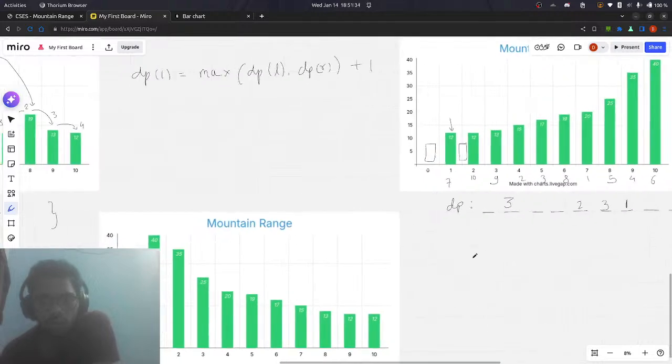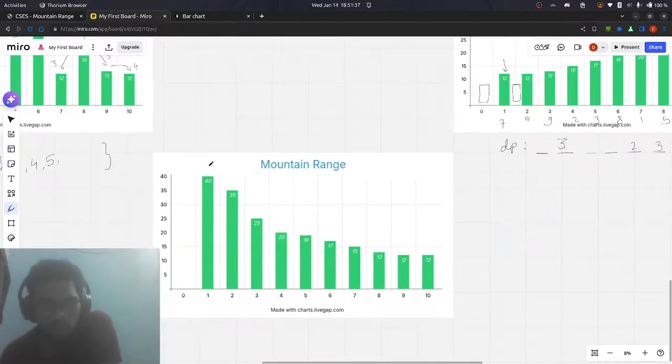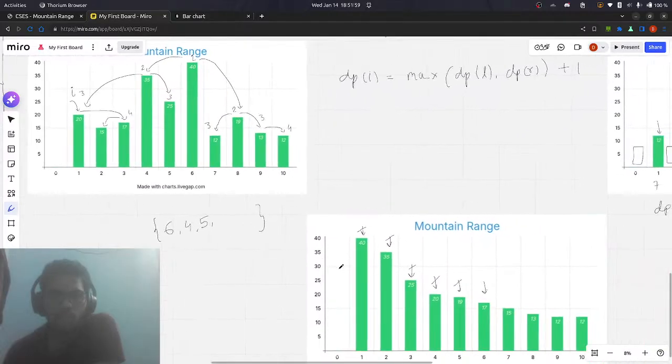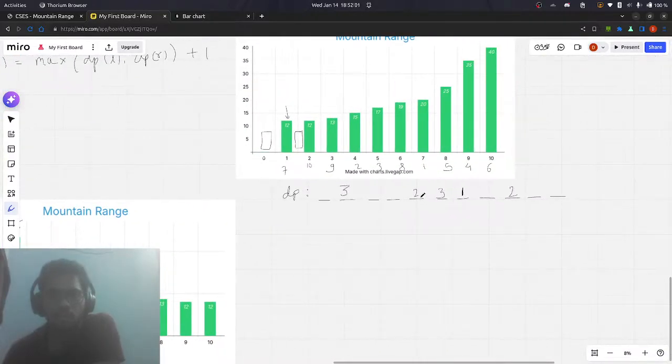Now I'm done with this. For 17 again, 17 is at 3, lower bound is 20, upper bound is 35, so 1 and 4. Maximum of 1 and 4 is 4, maximum is 3, and 3 plus 1 is 4, so it is 4.